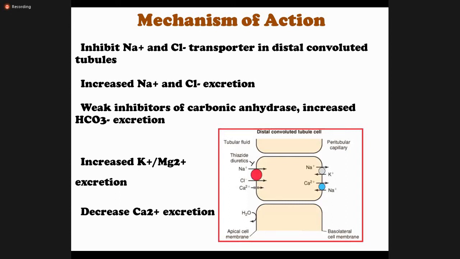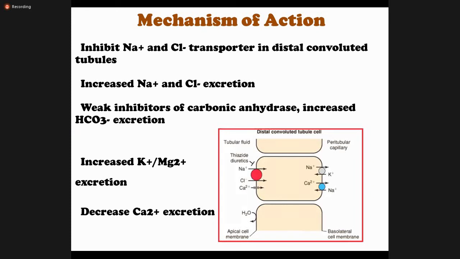Now, this is the point that is asked in the exam. As far as the electrolytes are concerned, both loop diuretics and thiazide diuretics are similar, except one important or major difference. This you must remember. If you don't remember anything else, you must remember this point. What is that point? Loop diuretics are going to promote or enhance the excretion of calcium, whereas thiazide diuretics decrease calcium excretion, or we can say they promote reabsorption of calcium.